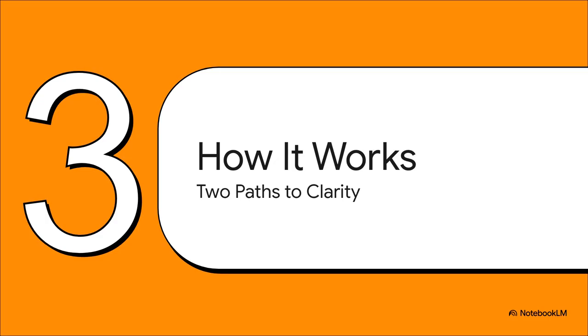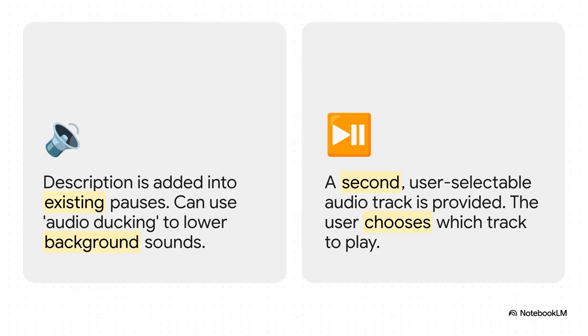Well, there are two main ways to get this done. The first method is to just weave the descriptions right into the main audio track, slipping them into those natural pauses in the dialogue. Sometimes, to make it clearer, a technique called audio ducking is used. That's where the background music or sound effects get a little quieter for a moment so the description can be heard. The second way, which is super common, is to provide a whole separate audio track.